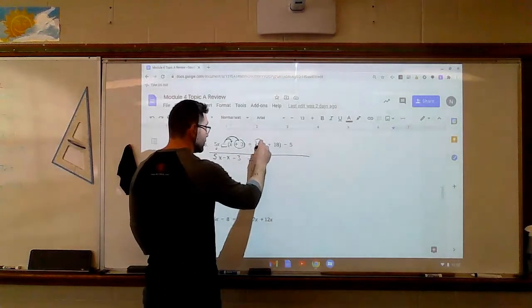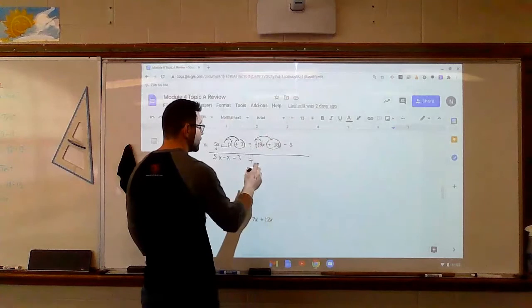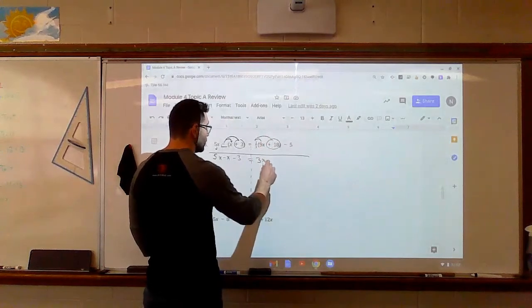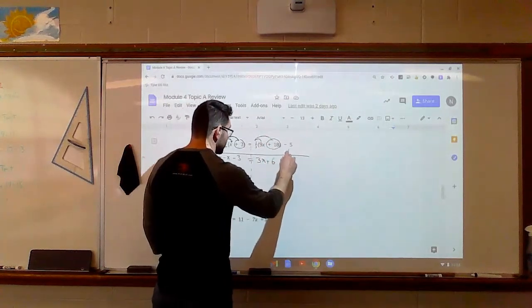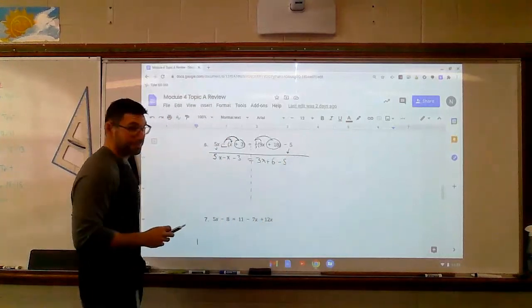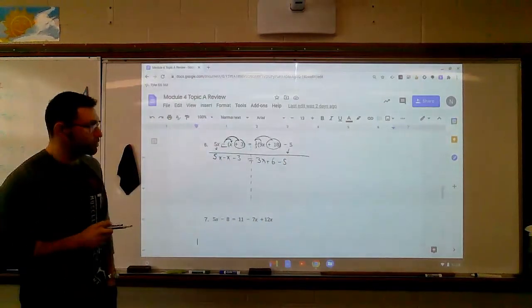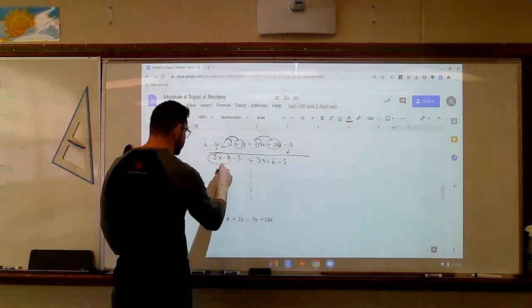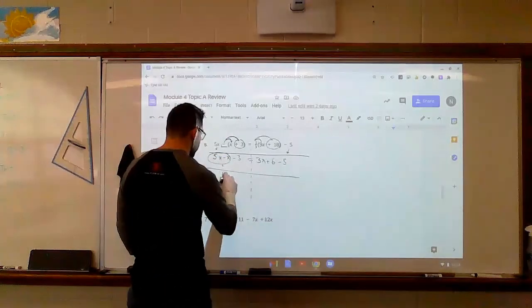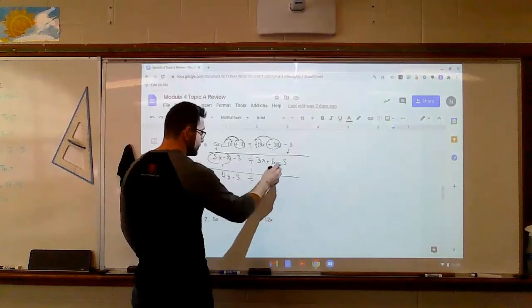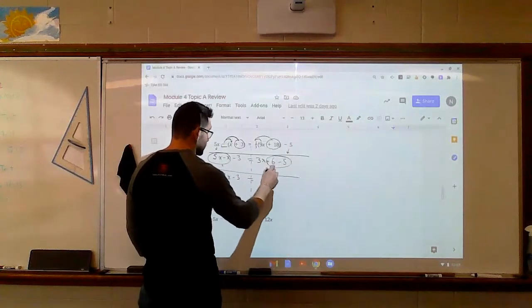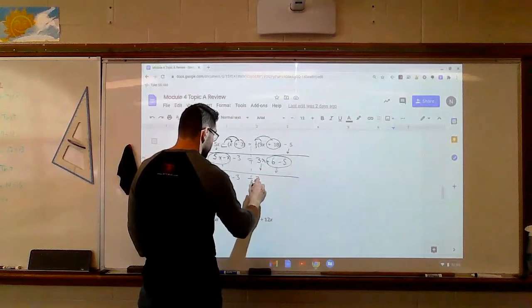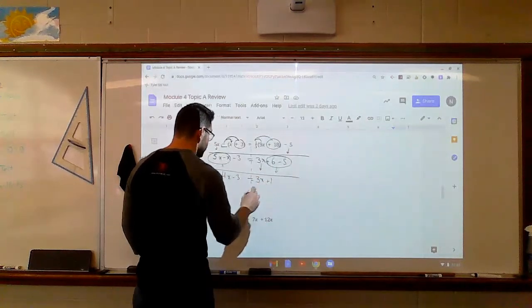Still distributing. 1/3, 1/3. 1/3 of 9 is 3x's. 1/3 of 18 is positive 6. Negative 5 drops down. Step 2, we just did was distribute if needed. Step 3, combine all like terms on the same side. I can combine my variables, which leaves me 4x minus 3 equals, combine my constants, because those are like terms still. 3x drops down, plus 1.